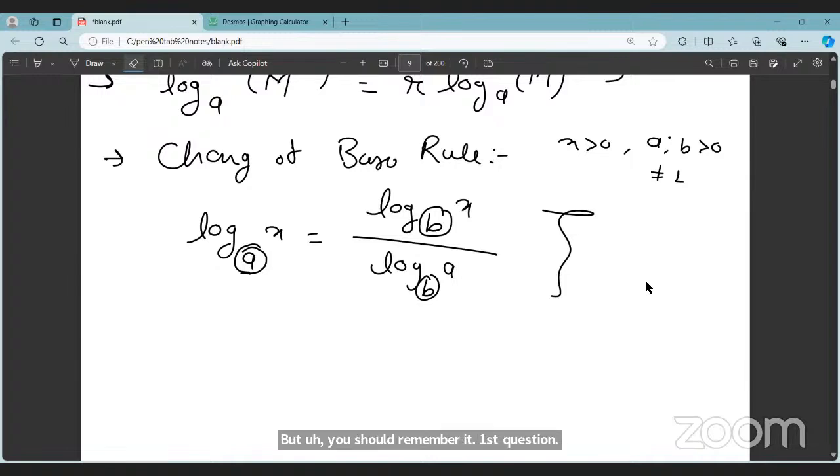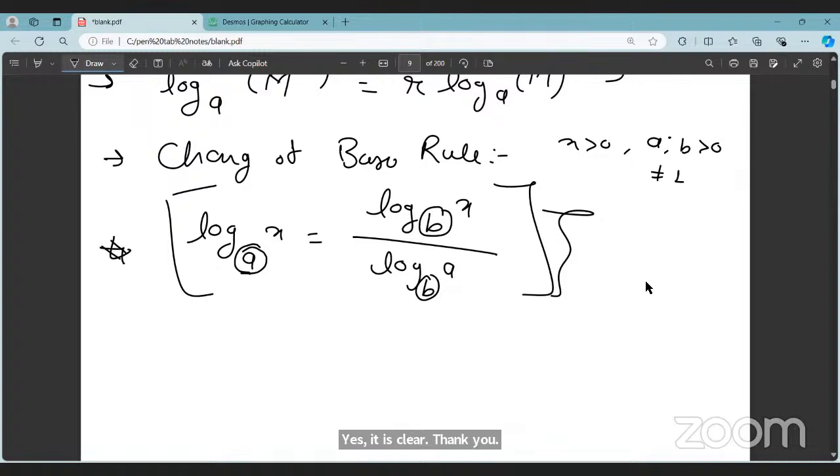Using this change of base, we will talk about only two logs. The first log has base 10, and the second has base e, the exponential number. Because this property says that log base a of x is equal to log base b of x upon log base b of a. Is this clear? It's actually a formula type. Yes, it is clear. Thank you.